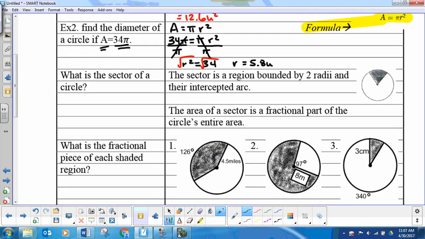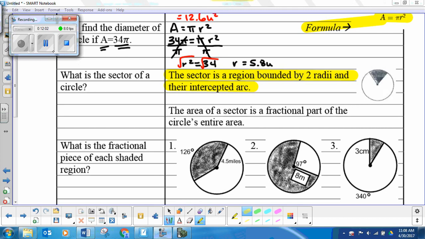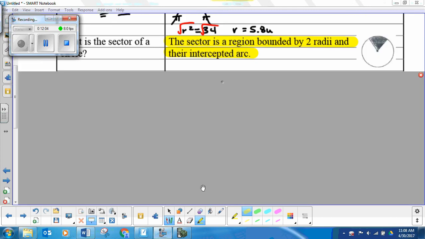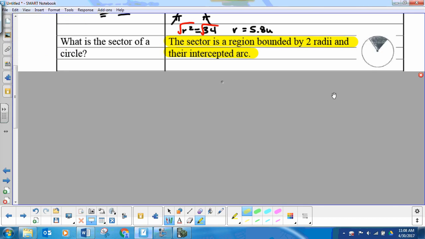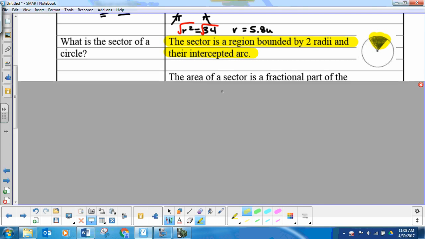So let's talk about the sector. What is the sector of a circle? The sector is the region bounded by 2 radii and their intercepted arc. Go ahead and pause the video and input that information and then come back. So just like we had in our arc length, when we talk about sector, it is the portion, or the area of the portion, of a circle. Okay, we call this the sector.